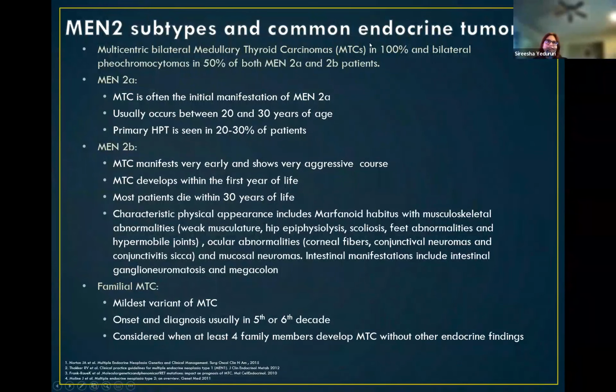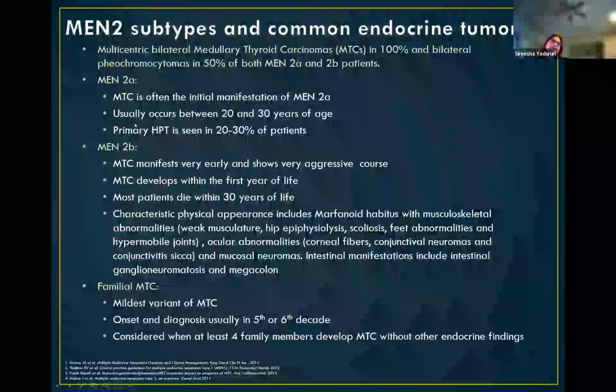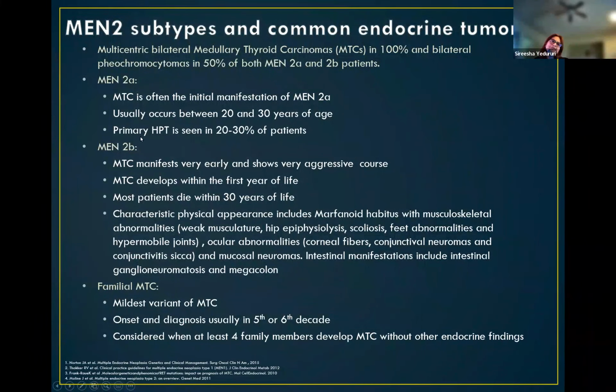So what are the common endocrine tumors? The characteristic tumor is medullary thyroid carcinoma, and it is multicentric. Bilateral medullary thyroid carcinomas are seen in 100%, and bilateral pheochromocytomas in 50% of patients in both 2A and 2B. In 2A, for most patients, medullary thyroid carcinoma is often the initial presentation, usually between 20 and 30 years of age. These patients also show primary hyperparathyroidism in 20 to 30%.